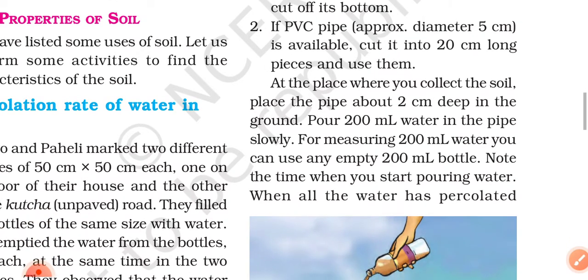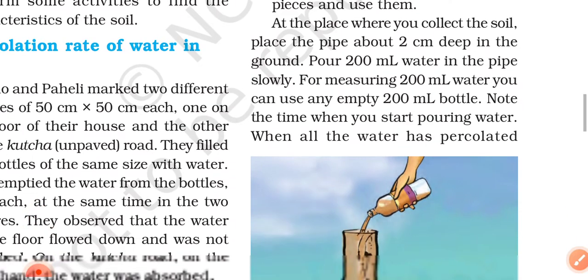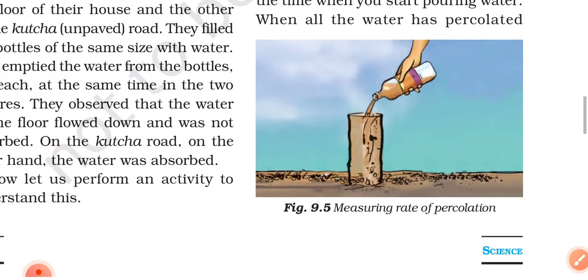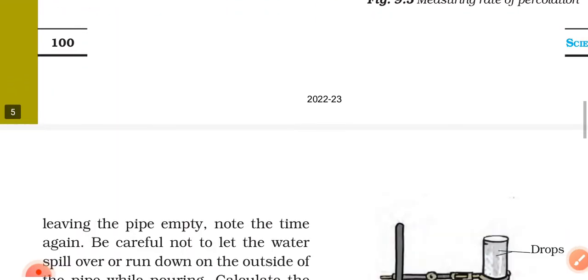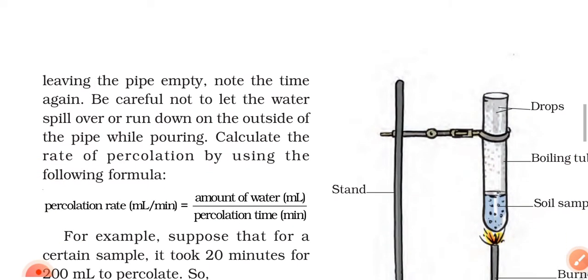At the place where you collect the soil, place the pipe about 2 cm deep in the ground. Pour 200 ml water in the pipe slowly. For measuring 200 ml water, you can use any empty 200 ml bottle. Note the time when you start pouring water. When all the water has percolated, leaving the pipe empty, note the time again. Be careful not to let the water spill over or run down on the outside of the pipe while pouring.